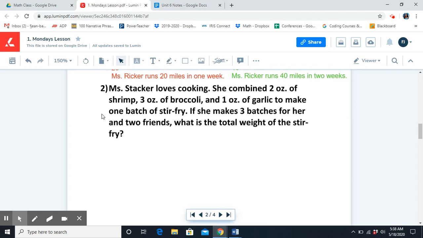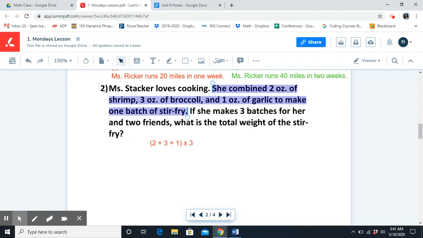Number 2. Miss Stacker loves cooking. She combined 2 ounces of shrimp, 3 ounces of broccoli, and 1 ounce of garlic to make 1 batch of stir fry. If she makes 3 batches for her and 2 friends, what is the total weight of the stir fry?